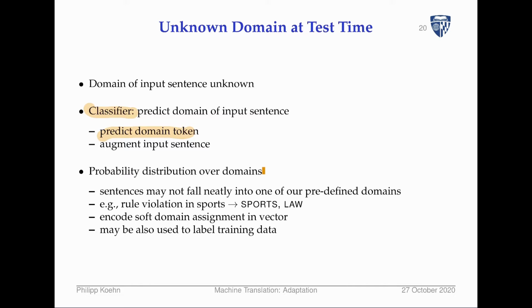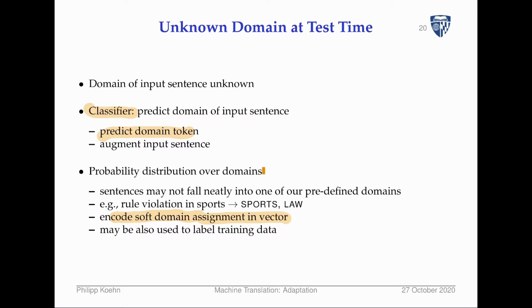There are also efforts of considering that as a soft decision. So if the classifier says, well, it's probably 70% sports, 20% law, and so on, you can then put in either multiple domain tokens or have a soft domain assignment in the vector.